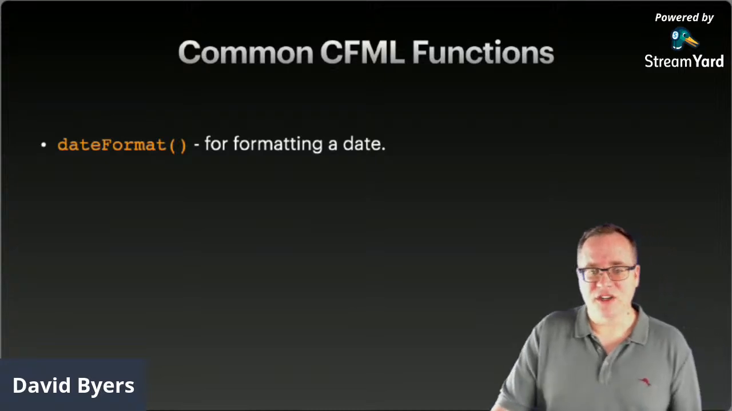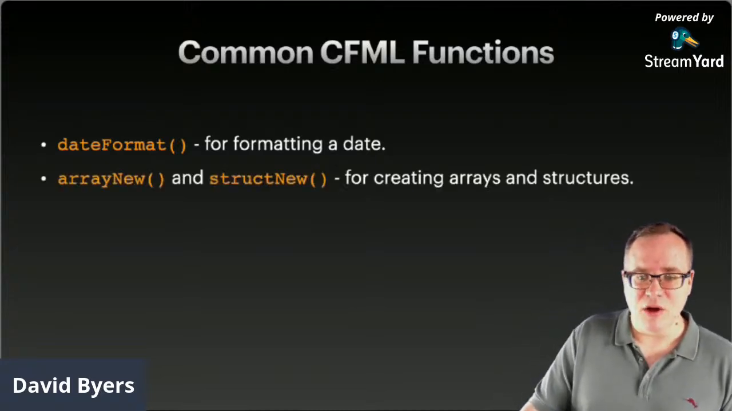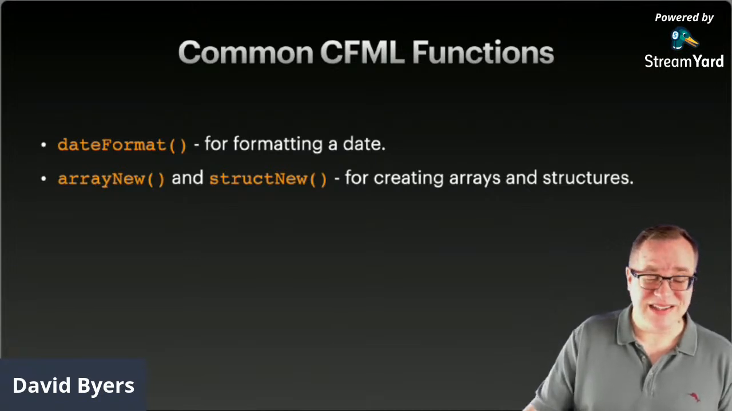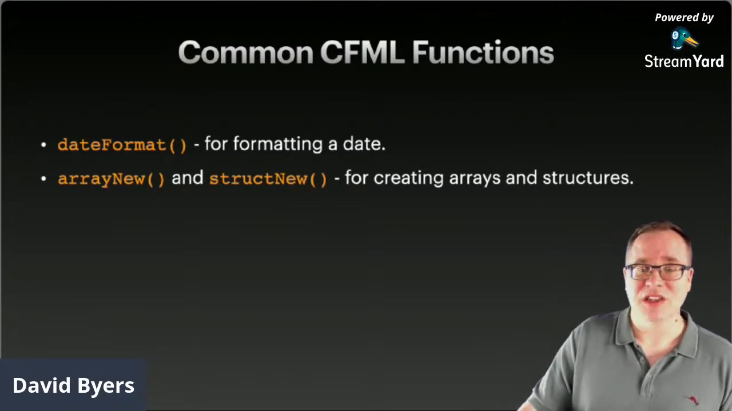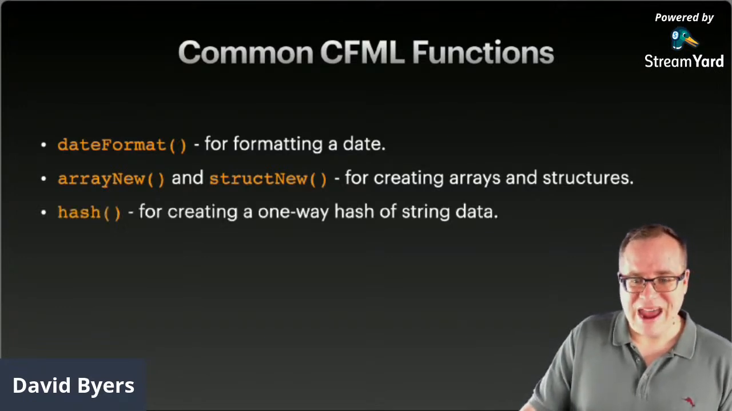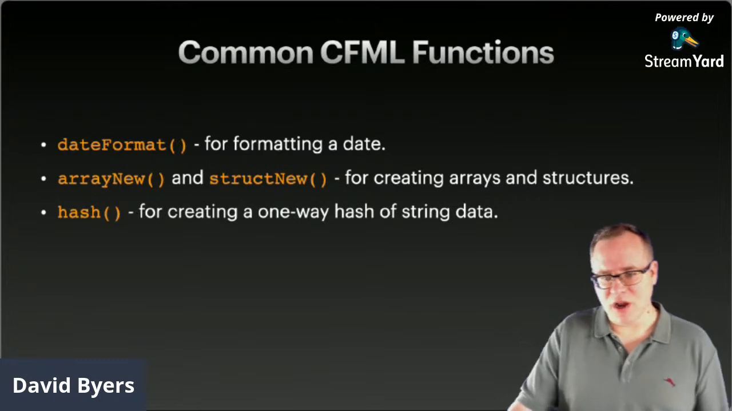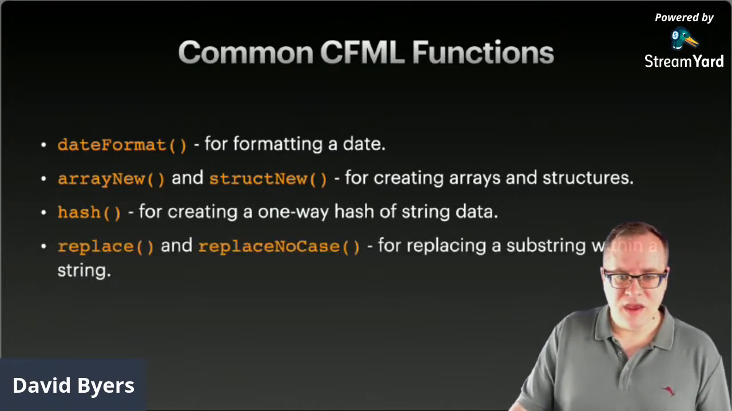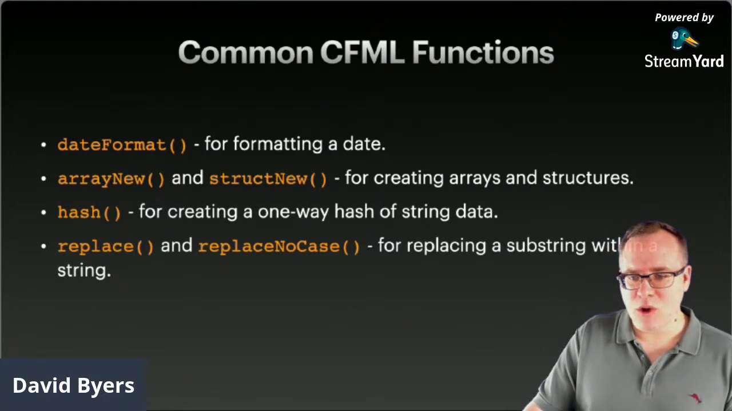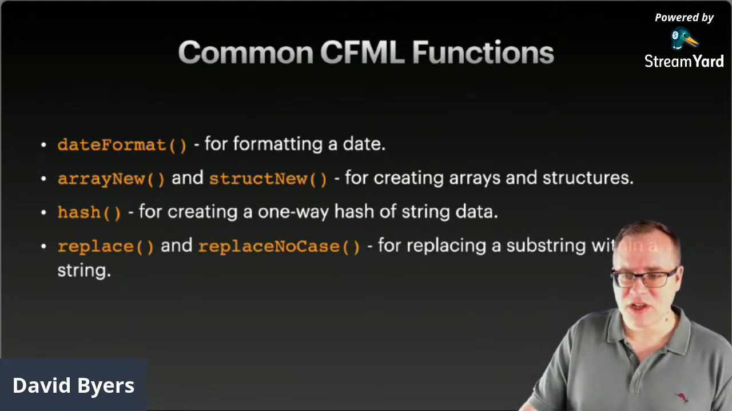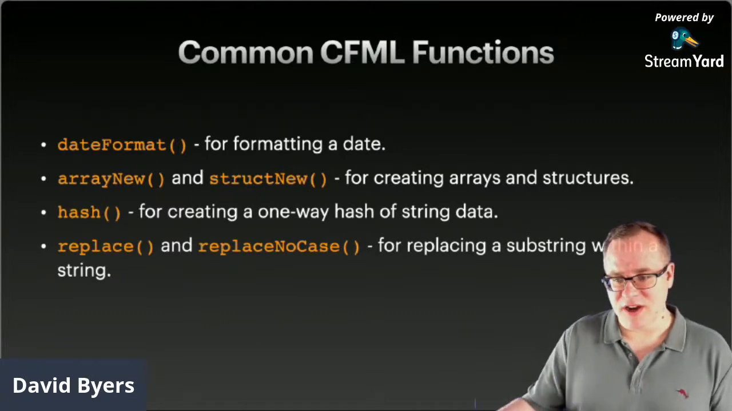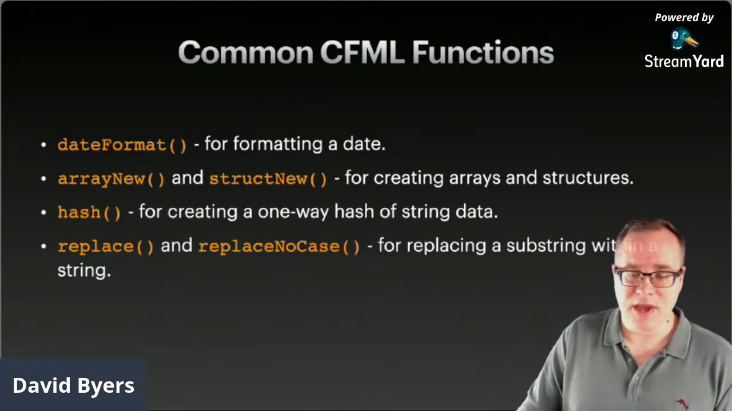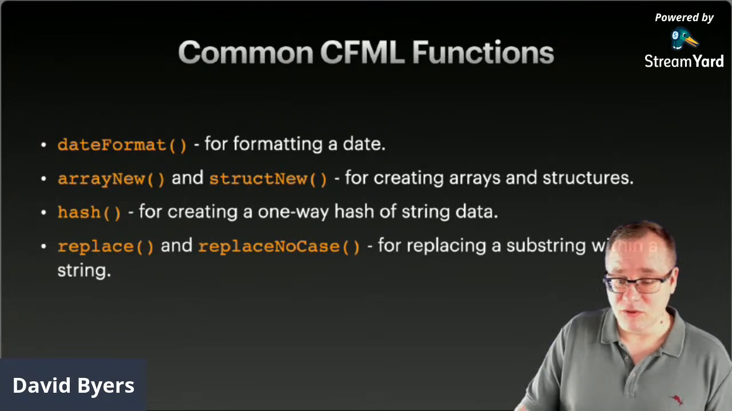Some common functions, date format for formatting a date, array new and struct new you can use for creating arrays and structures. And actually, there are many ways to be able to create arrays and structures, but this is a function that will create them for you. Hash is another function for creating a one-way hash of string data. You can use the replace or replace no case functions for replacing a substring within a string if you needed to. If you had a big long string and you needed to remove all the dashes, okay, just use the replace no case function or replace function.